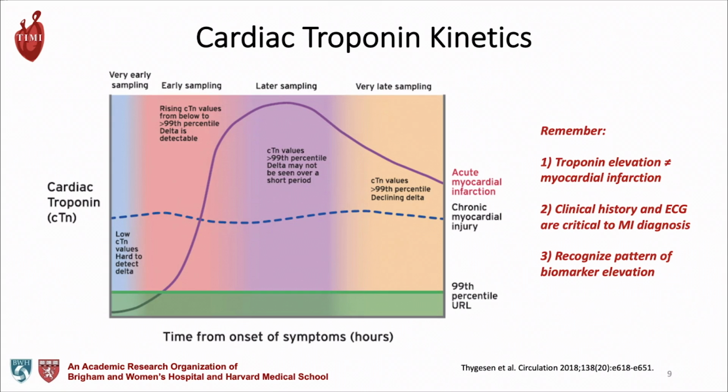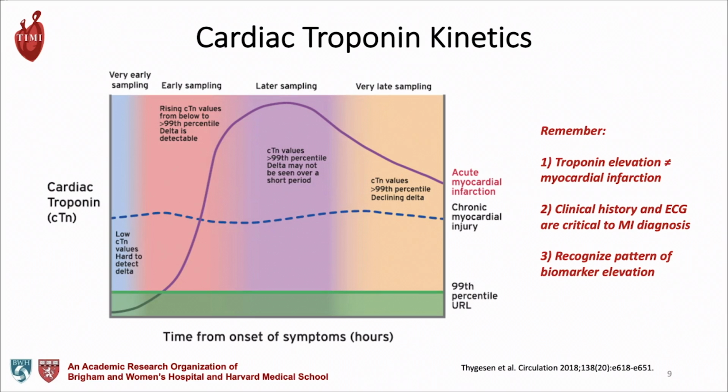There are a couple key things to remember in the evaluation of a person with an elevated troponin. One is that troponin elevation is not the same thing as myocardial infarction. Troponin elevation indicates myocardial injury, and when that myocardial injury is related to acute myocardial ischemia, that's when we call this a myocardial infarction. Differentiating between nonspecific myocardial injury and myocardial infarction requires the clinical history and the electrocardiogram to demonstrate that there is, in fact, evidence of acute myocardial ischemia.